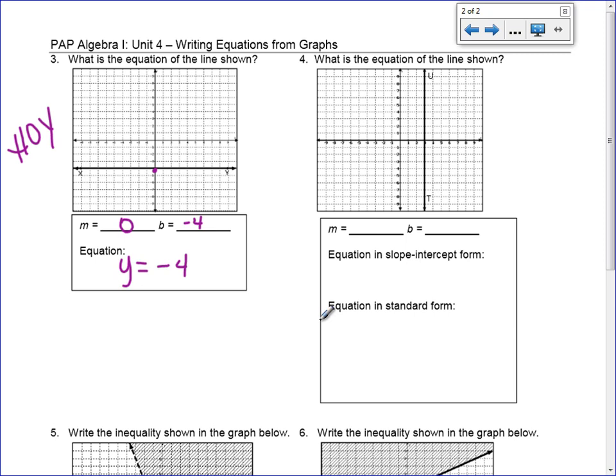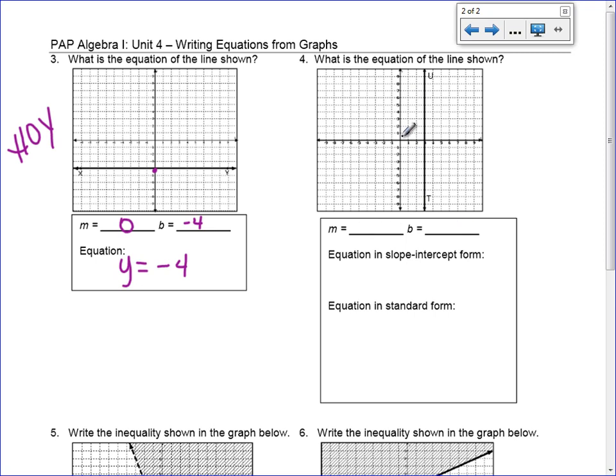Now number 4. It asks for the equation in slope-intercept and standard, which is kind of silly because it's going to be exactly the same. And I'll show you what I mean. Because I have a lovely vertical line here. And they have asked for the equation of this vertical line. So let's talk about it.